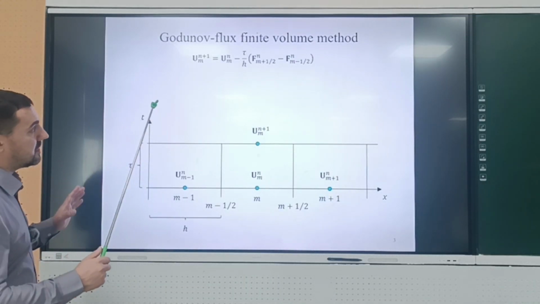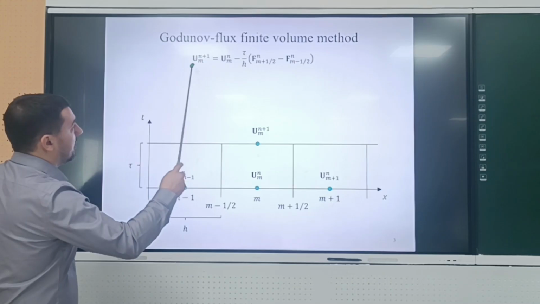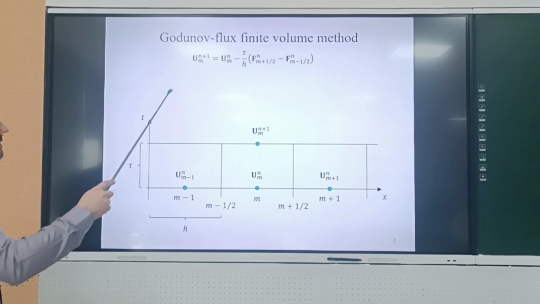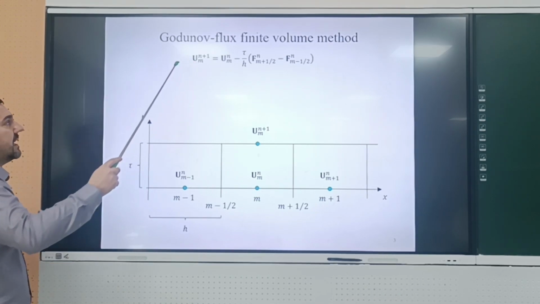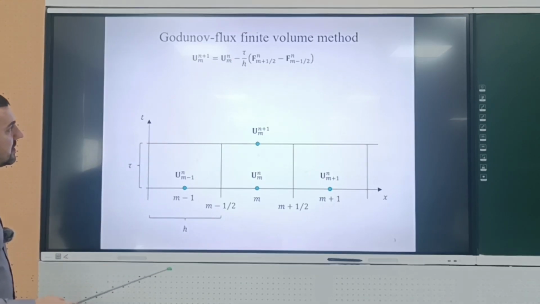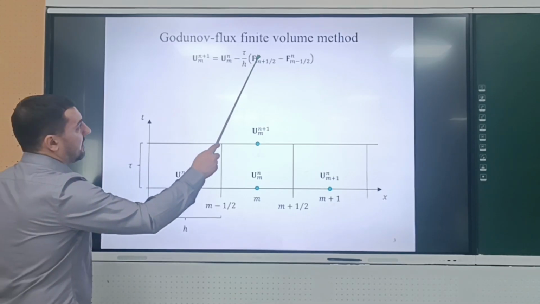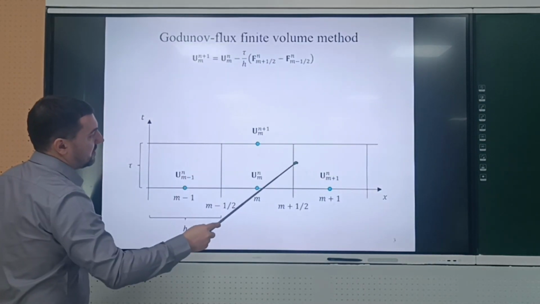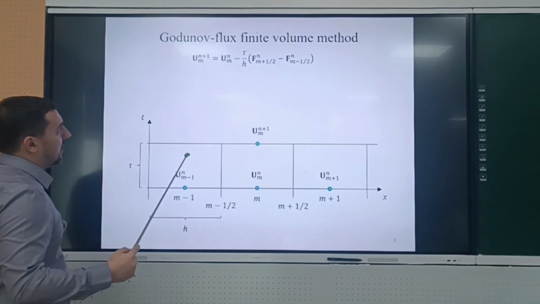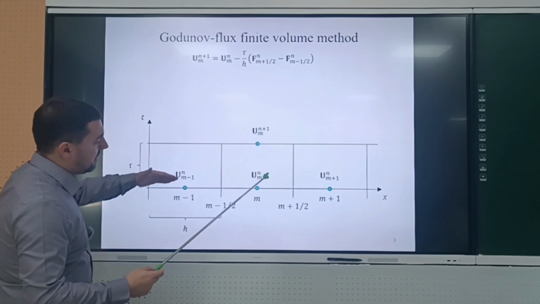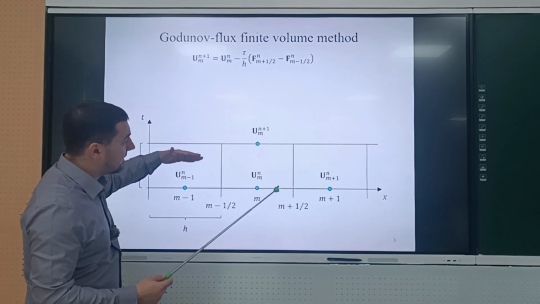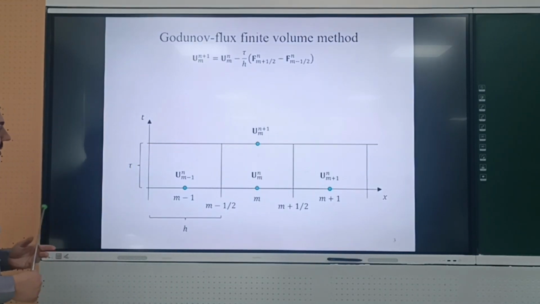Suppose we want to use a finite-volume approach. Here u^{n+1} is a grid function, the conservative variables vector. As usual, m is the spatial index, n is the time index, tau is the time step, h is the size of our computational cell, and f_{m+1/2}^n is the numerical flux through this boundary, and f_{m-1/2}^n is the numerical flux through this boundary. This formula shows how we can evolve from the nth time layer to the n plus 1 time layer using this finite volume method.